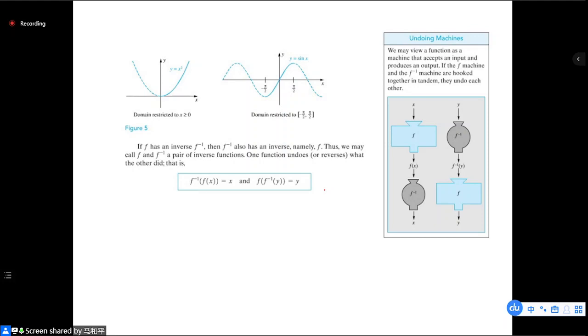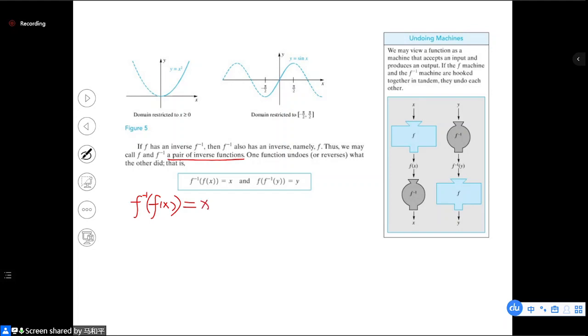If f has an inverse, f inverse, then f inverse also has an inverse, because f is 1 to 1, and f inverse is a new function that is also 1 to 1, namely f. So we can call f and f inverse a pair of inverse functions: one function undoes what the other did. First f works on x, and then f inverse works on f(x).